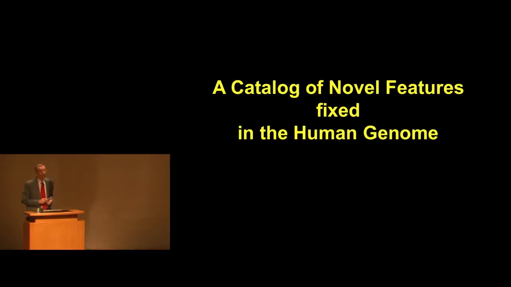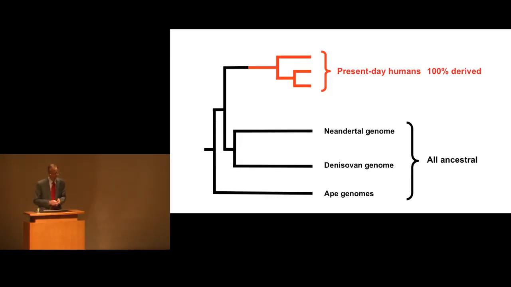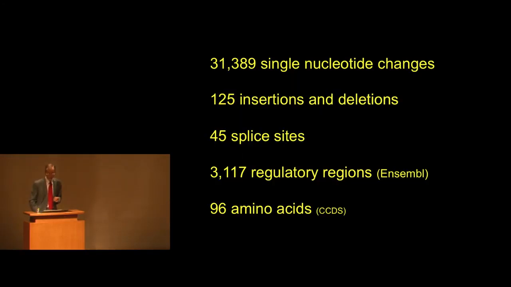And we have the tools for that now, because we can make a catalog of all new features fixed in the human genome since we separated from Neanderthals. So if we are very strict and now look for things that changed here, are present in, as far as we can tell, 100% of all humans today, but where Neanderthals and Denisovans look like the apes, we can make this list, and surprisingly, that list is not very long. It's a bit over 30,000 single nucleotide changes. So you can actually look through them in the computer in an afternoon.